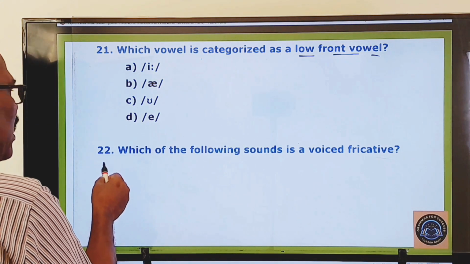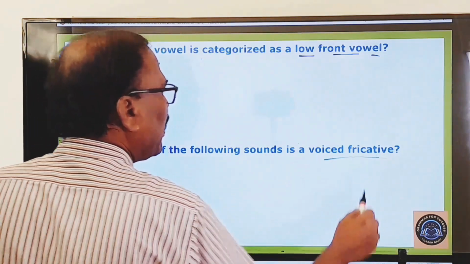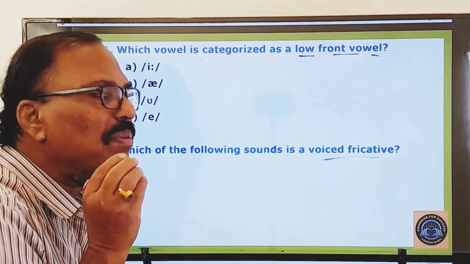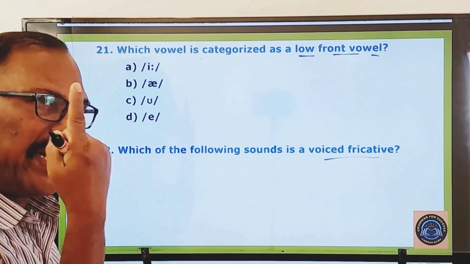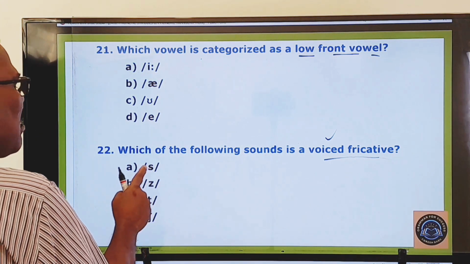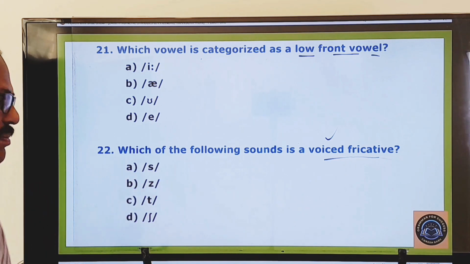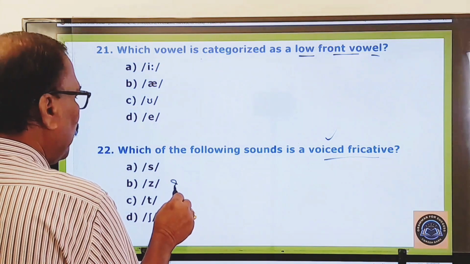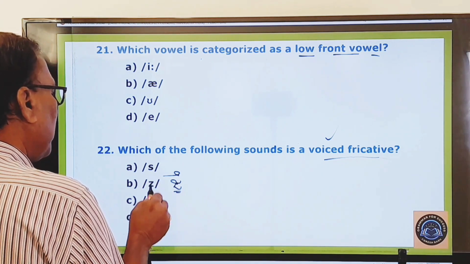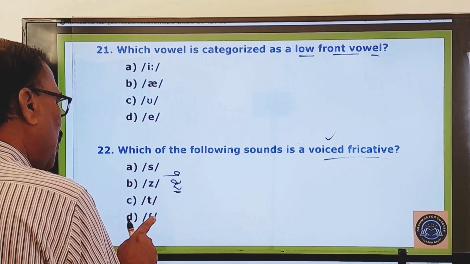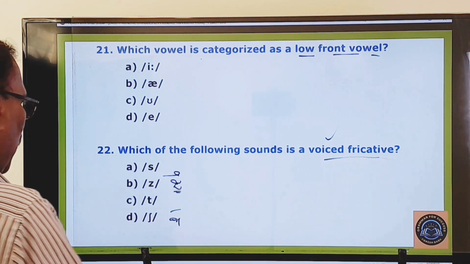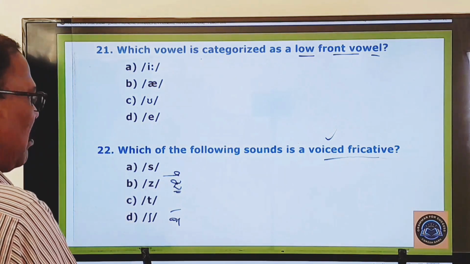And here, the 22nd one. Which of the following sounds is a voiced fricative? Fricative means when the airflow is obstructed, the voice will be going from the sides. That is always called a fricative, right? And what is a voiced fricative? Here you pay attention. Sa, za, za. This is za. This is sa, za, ta, sha. You know all these sounds. I have given them even in Telugu also, right? You have to find out the correct one.